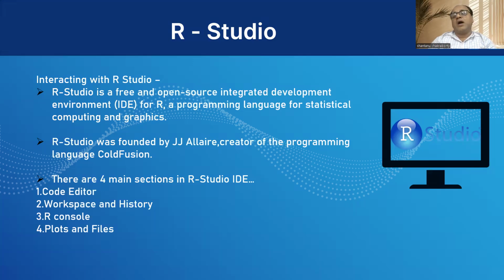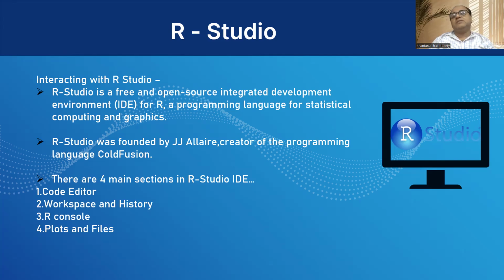Then we use RStudio. RStudio is a free and open source integrated development environment for R programming. It is used for statistical computing and for graphics. RStudio was created and founded by J.J. Allaire. He is the creator of programming languages such as ColdFusion.